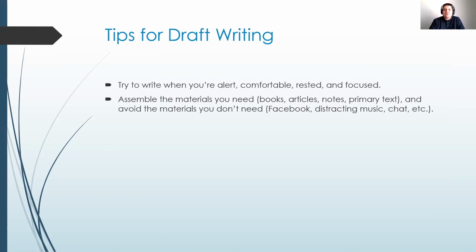Put together the materials that you need. Certainly for paper 1, you will need a copy of your article. You'll need a copy of the instructions. Maybe you'll want access to the lecture notes or the videos. And then get rid of all the materials that you don't need. Chances are good you don't need access to Facebook or Instagram or Twitter while you write your paper.